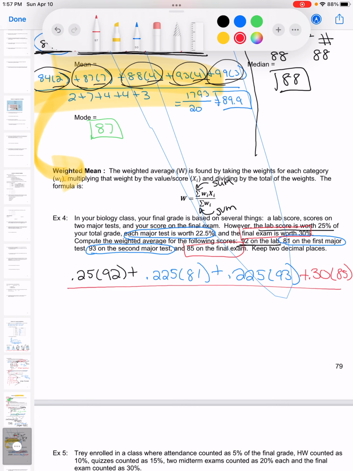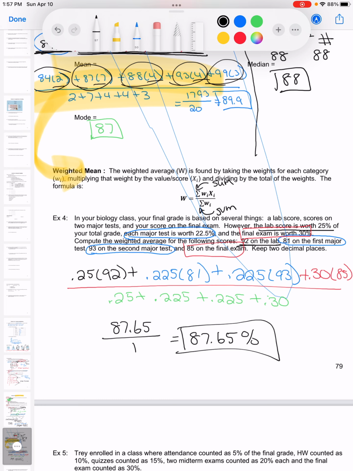And then on the bottom, I'm going to add up all those percents. I would do this every time just to be careful. They're supposed to add up to 1, or 100%, but sometimes they might not, depending on the problem. So I would just be careful and always add them up. Typing in the entire numerator gives me 87.65. Typing in the bottom gives me 1. So my grade would have been 87.65%.